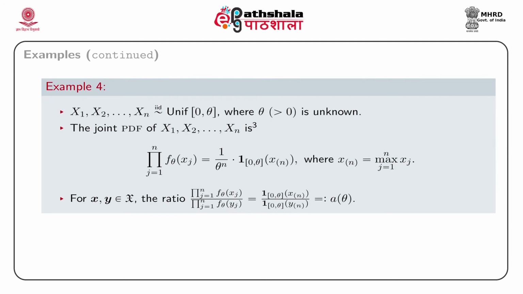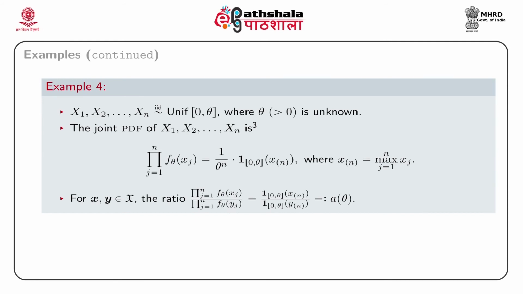Here I(0 less than x ordered n less than theta) takes the value 1 if x ordered n lies between 0 and theta, and 0 otherwise. Similarly, I(0 less than y ordered n less than theta) is defined. Let us denote A(theta) equal to the ratio of I(0 less than x ordered n less than theta) divided by I(0 less than y ordered n less than theta).